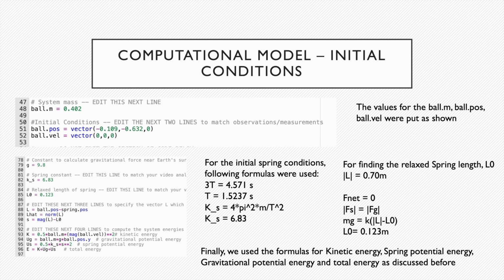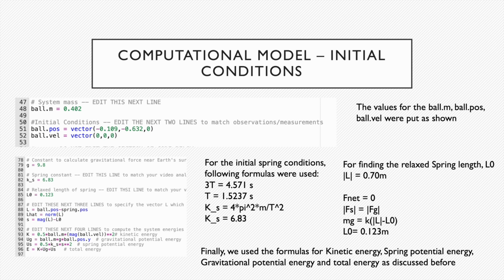Then the computational model, the initial conditions are as follows. So the values for ball M, the ball mass, the ball's position, and the ball's velocity were put as shown here. And then for the initial spring conditions, the following formulas were used. The time for 3 oscillations was 4.571 seconds. So the time period was calculated as 1.5237 seconds.